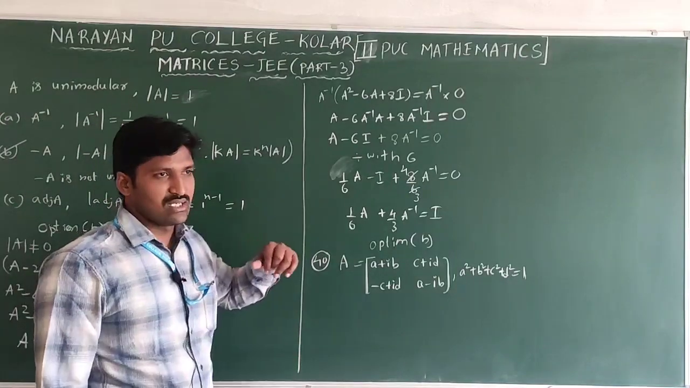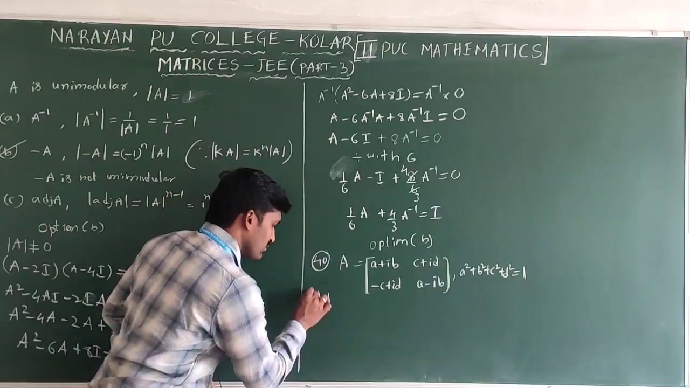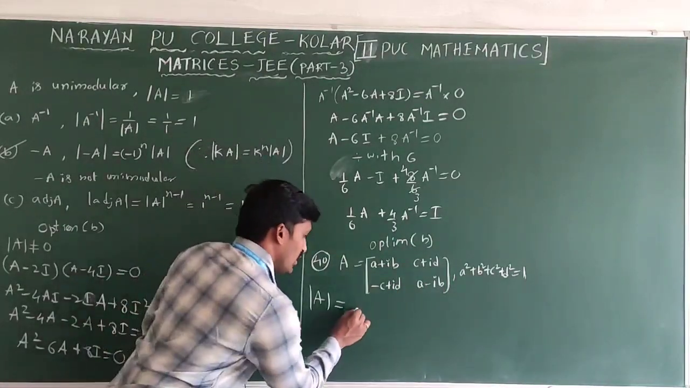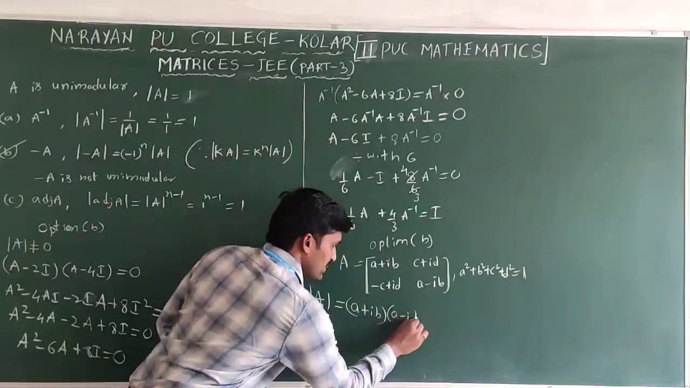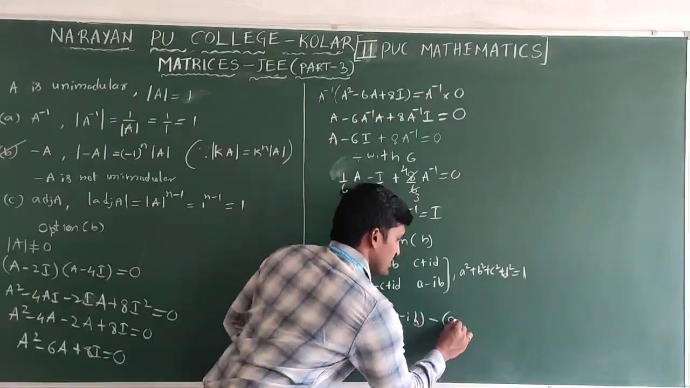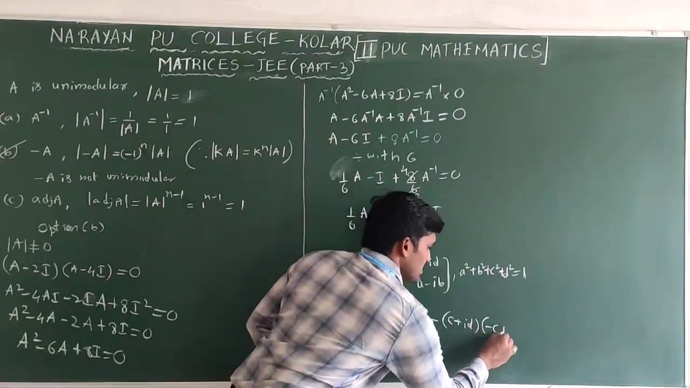How to find A inverse? 1 by det A into adjoint A is the formula. Find out first the det A value. Det A means what? For 2 by 2, it is ad minus bc. Now here (A plus iB) into (A minus iB) minus (C plus iD) into (minus C plus iD).